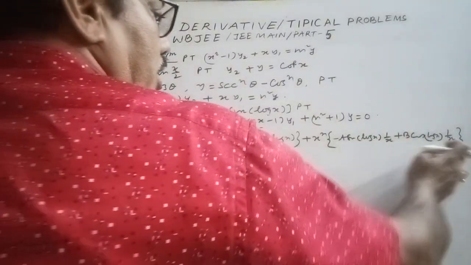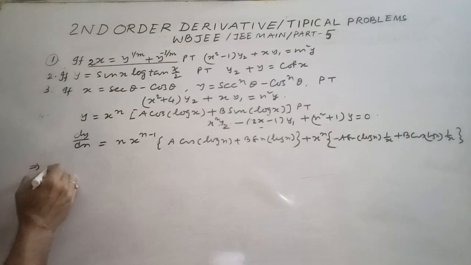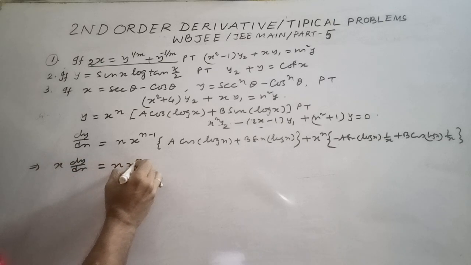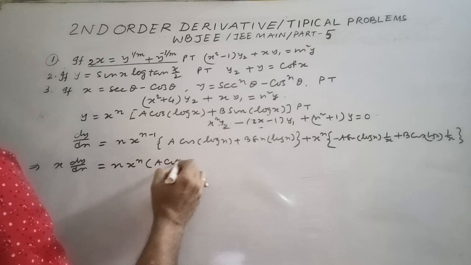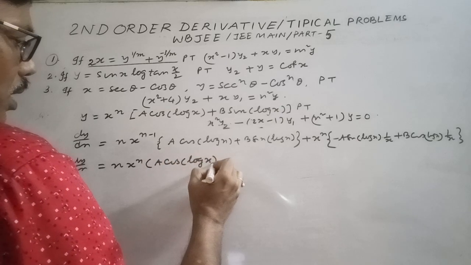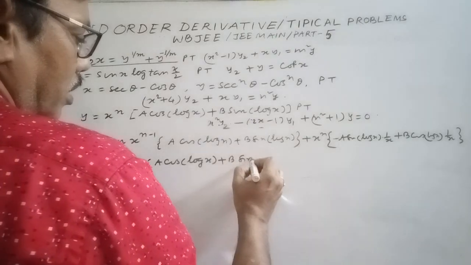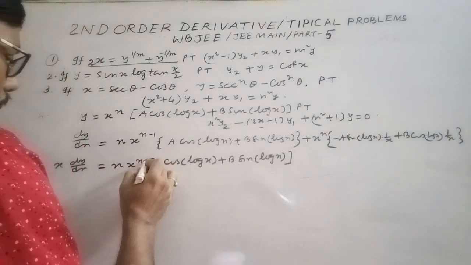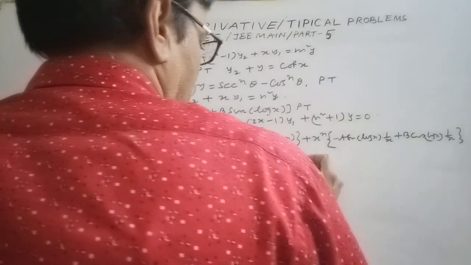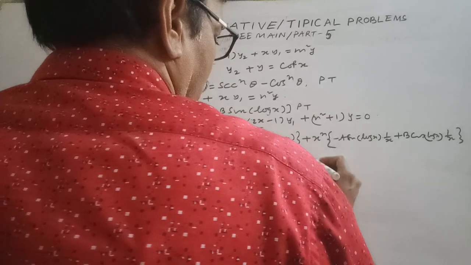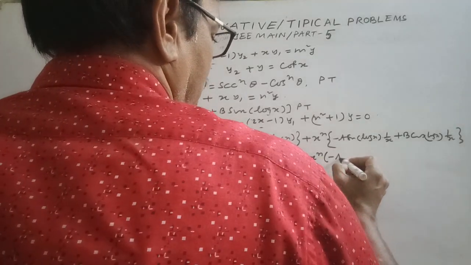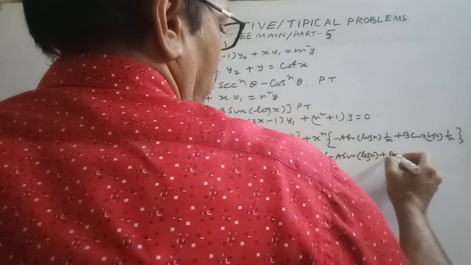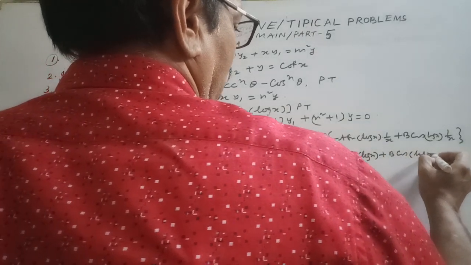Now 1 by x is in the denominator, so multiply both sides by x: x dy/dx equals n into x to the power n, a cos log x plus b sin log x, plus x to the power n into minus a sin log x plus b cos log x.